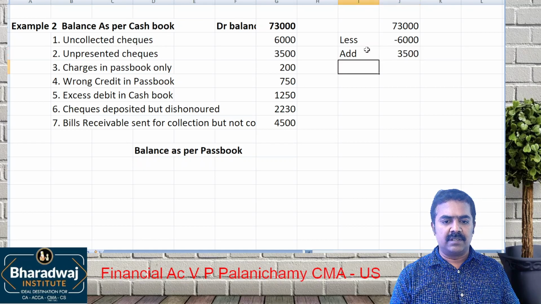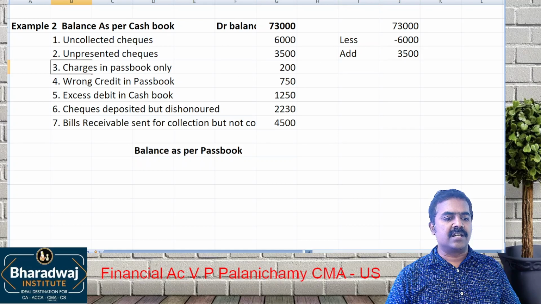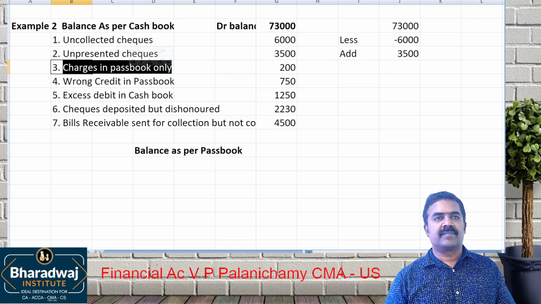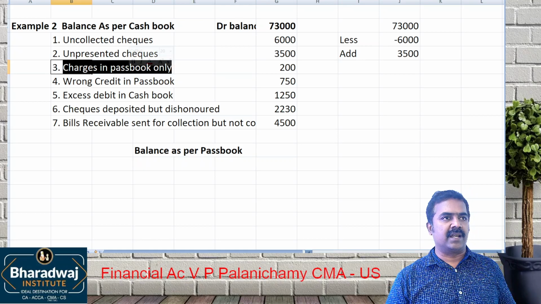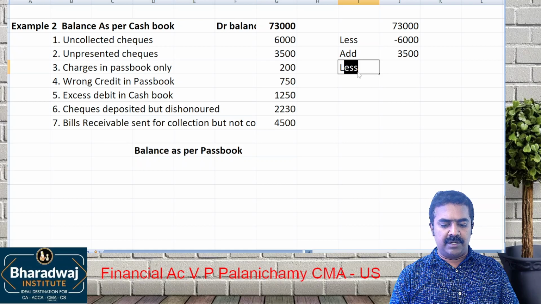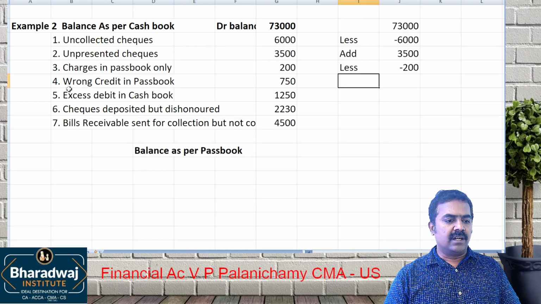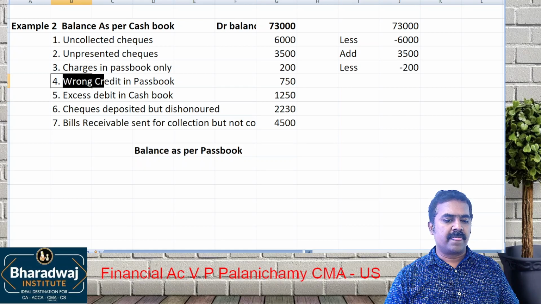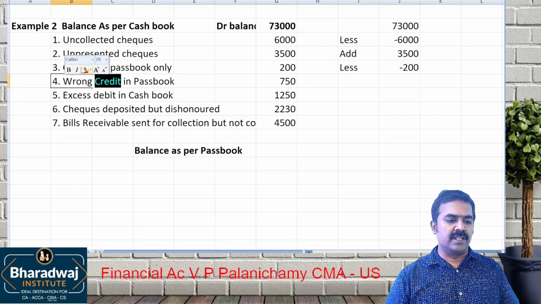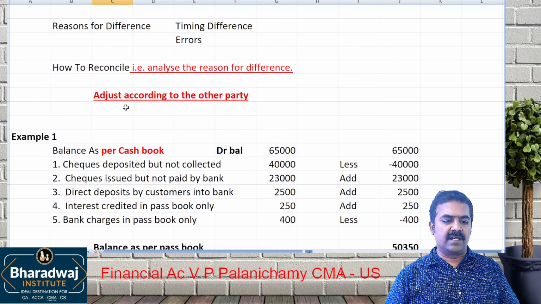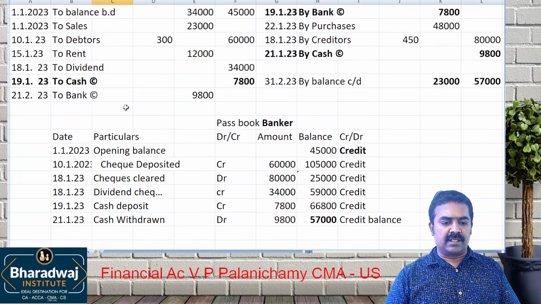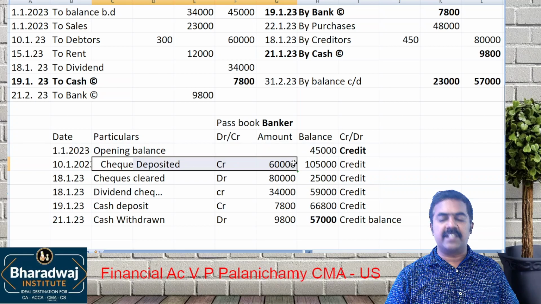Charges are in the passbook only. The banker has reduced, but we have not reduced, so less 200. Then wrong credit in the passbook. What do you mean by credit in the passbook? Is it deposit or withdrawal? Credit in the passbook means deposit.